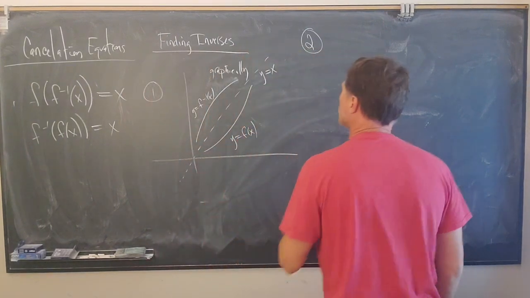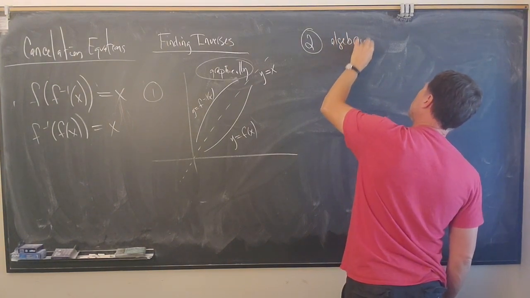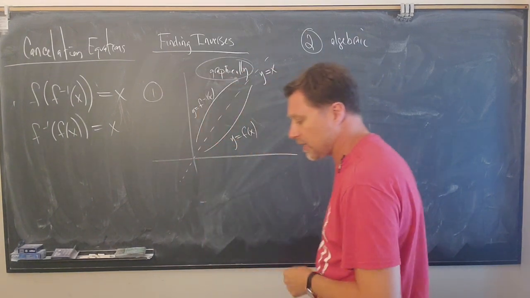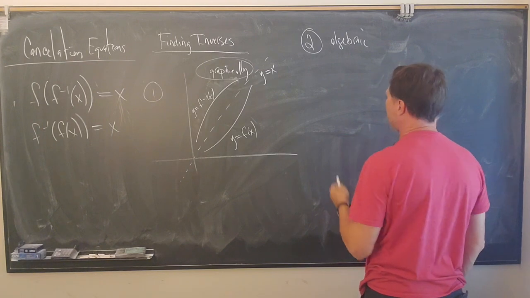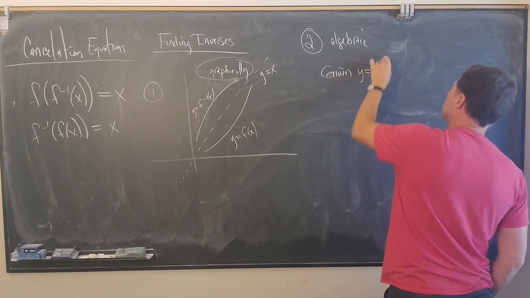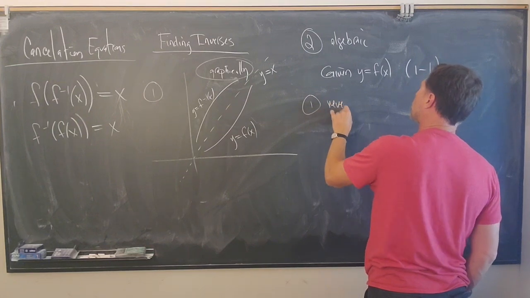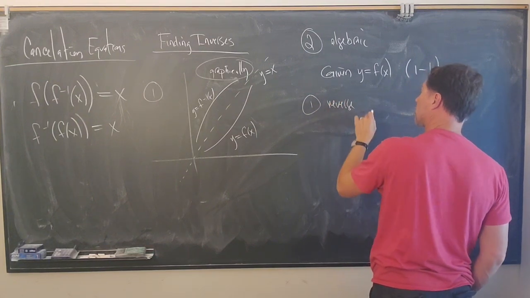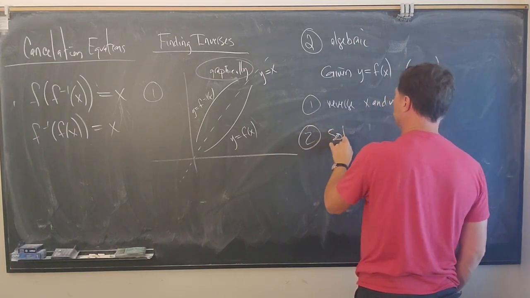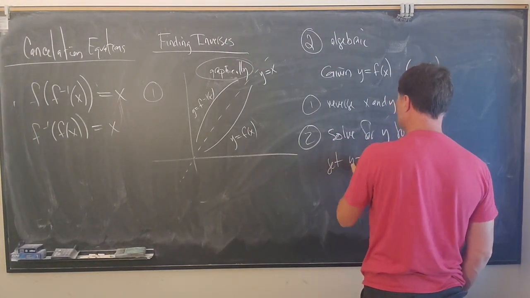Okay, so there's the graphic approach right there, and then there's also the algebraic approach. And I imagine that this is all review for you, that you learned this in pre-calculus at some point. But let's go over it. So the idea is to find it algebraically. So given y equals f of x, where our function is 1 to 1, first step, reverse the roles of x and y. And then the second step, solve for y to get y equals f inverse of x.